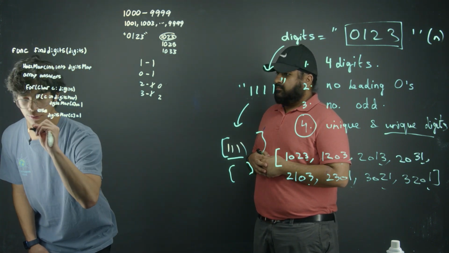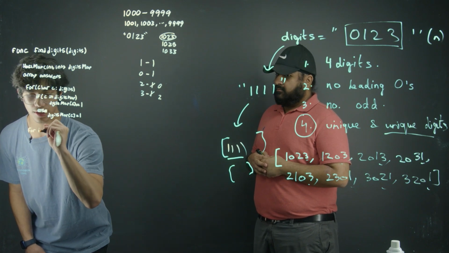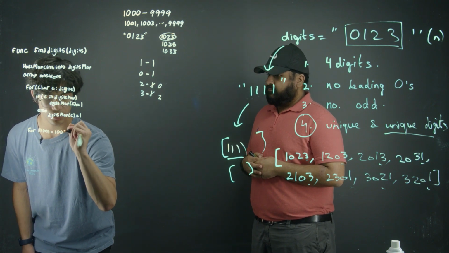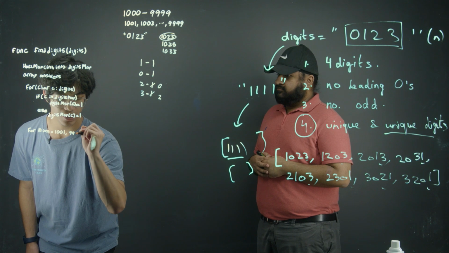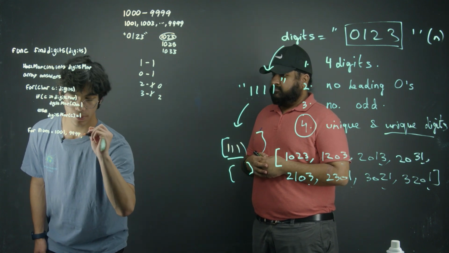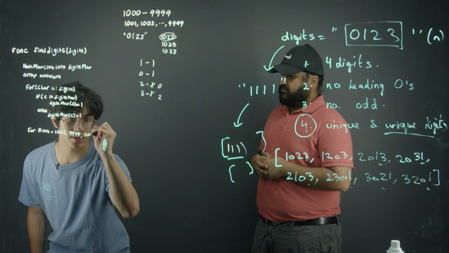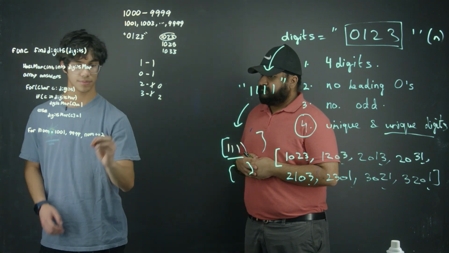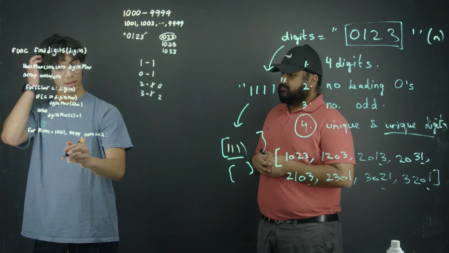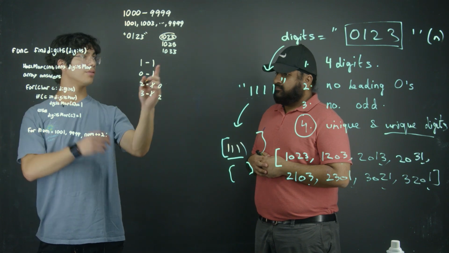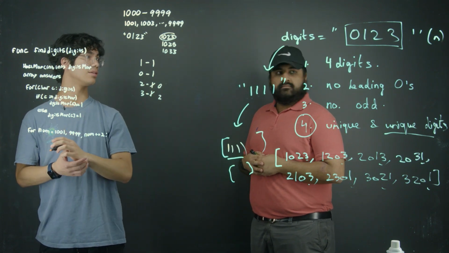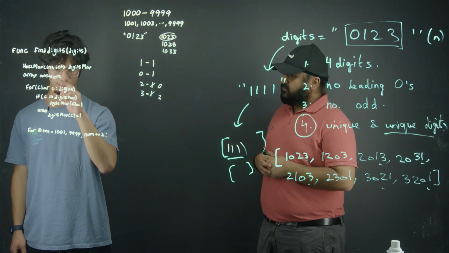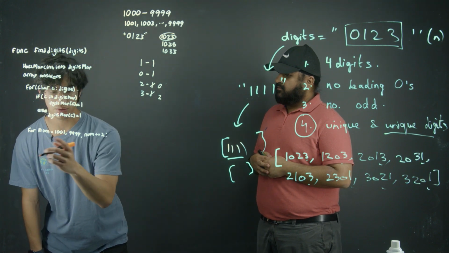And we're going to begin our enumeration. So for num equal to 1001 up to 9,999, we're just going to increment num by 2. So now we're encountering every single 4-digit number that has no leading zeros and that is also odd. So now we just need to check, and let's just record the frequency now.